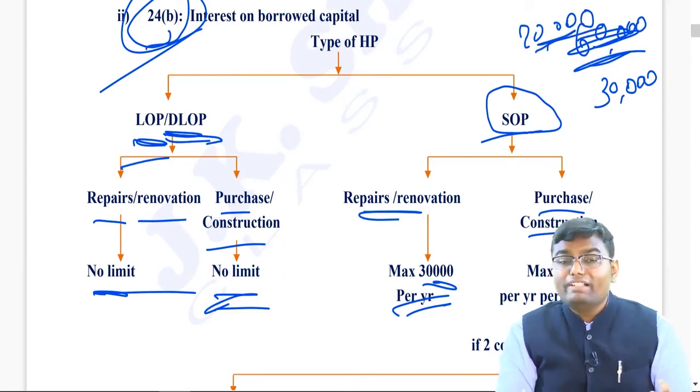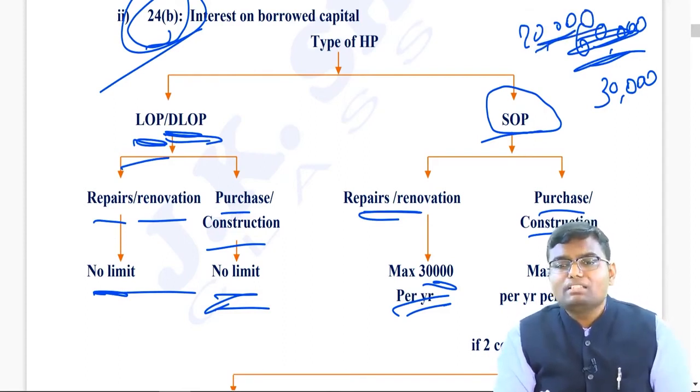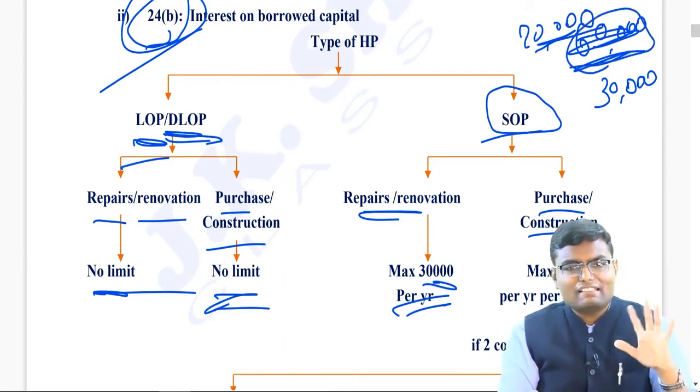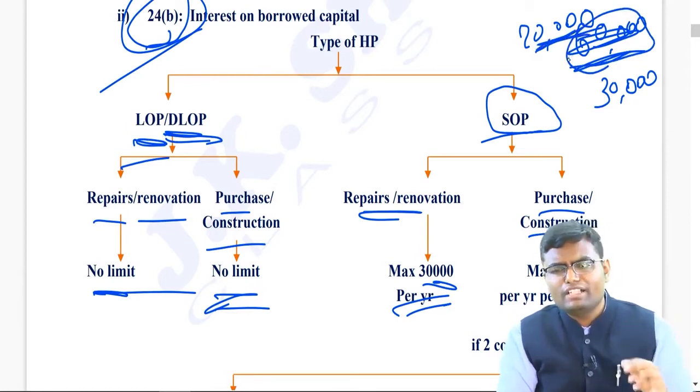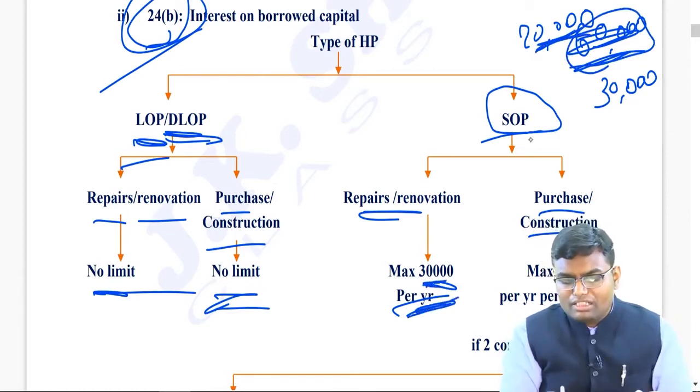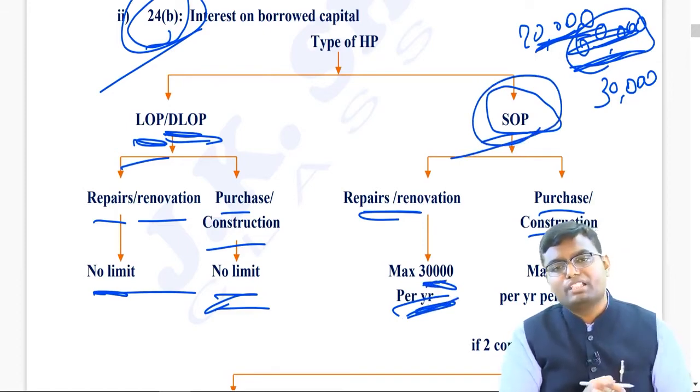20,000. What if the same property was LOP? Then in case of 60,000, I will get 60,000. In case of 20,000, I will get full 20,000. The limit of 30,000 per year is only if it is a self-occupied property.